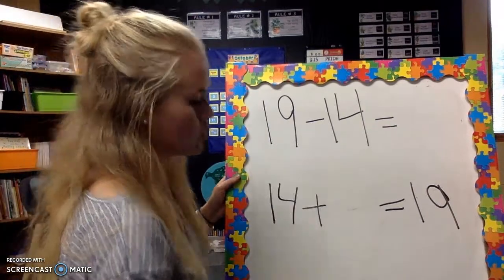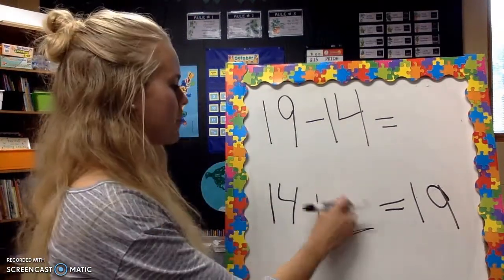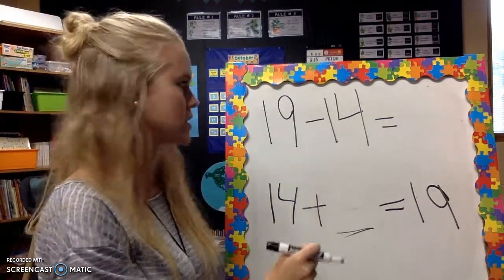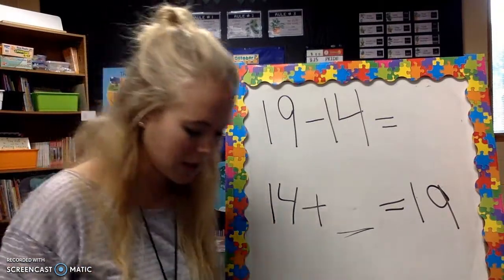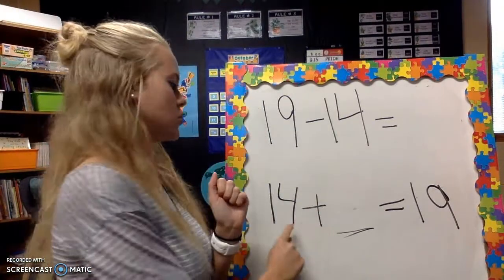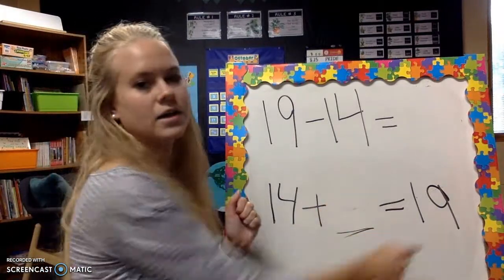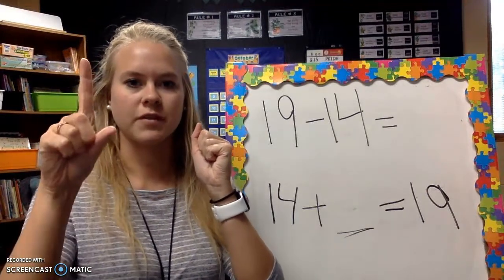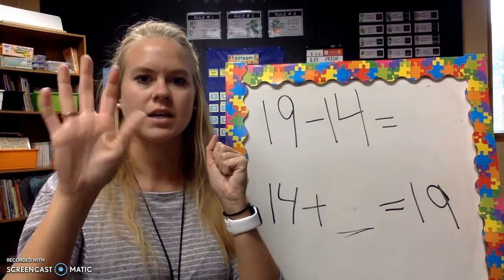So today, we are trying to figure out what is the other part that will make 19 when it comes together with 14. So what I'm going to do is I'm going to think about it like that, and I'm going to use my fingers to count up, to add, and figure out how many I add to get to 19. So we're going to start at 14. 15, 16, 17, 18, 19.